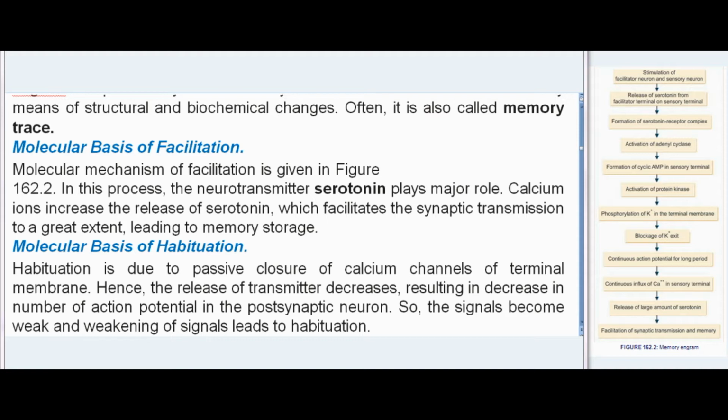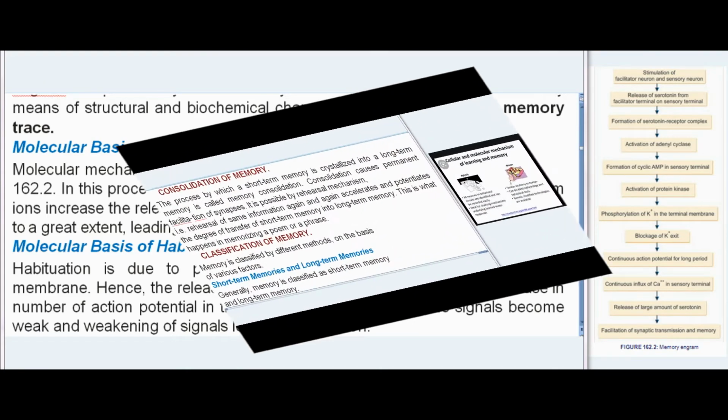Molecular basis of habituation. Habituation is due to passive closure of calcium channels of terminal membrane. Hence, the release of transmitter decreases, resulting in decrease in number of action potentials in the postsynaptic neuron. So, the signals become weak, and weakening of signals leads to habituation.